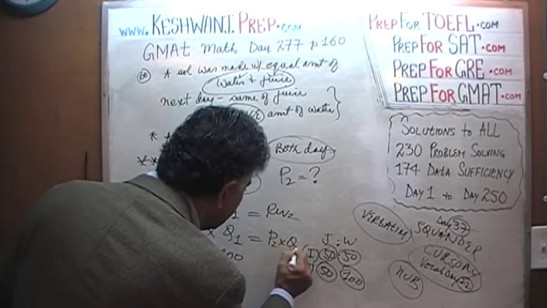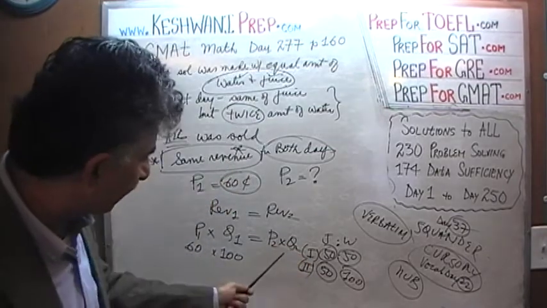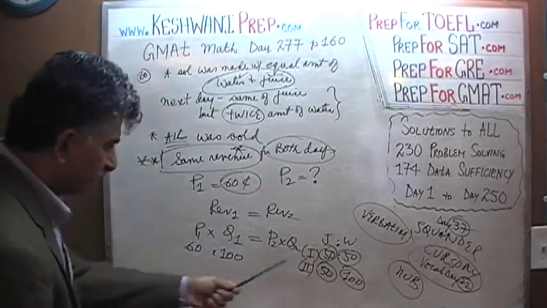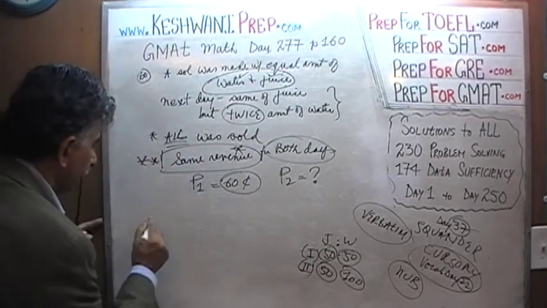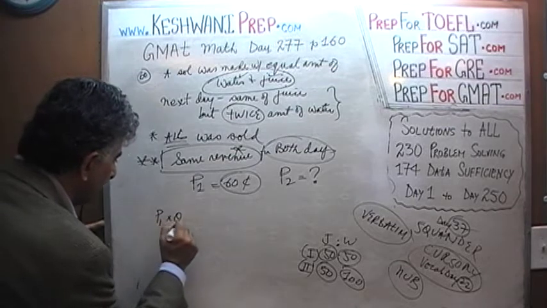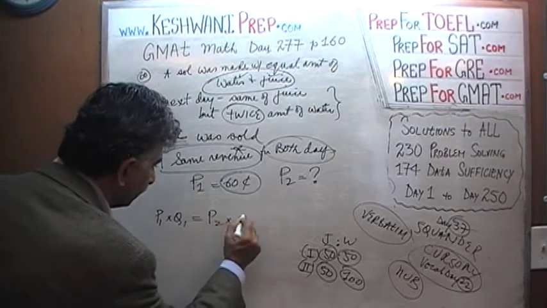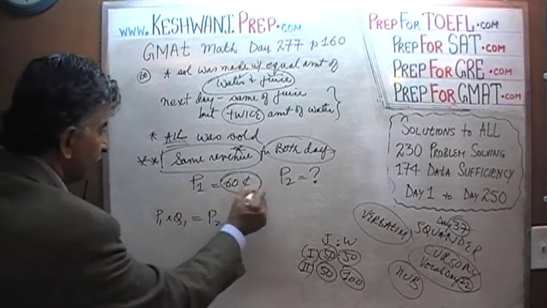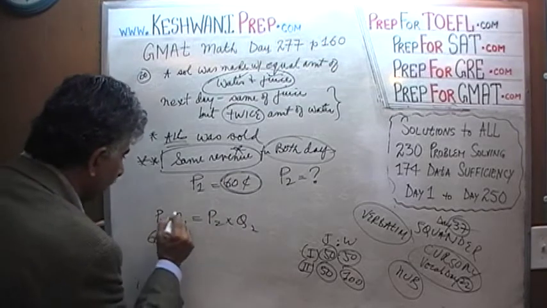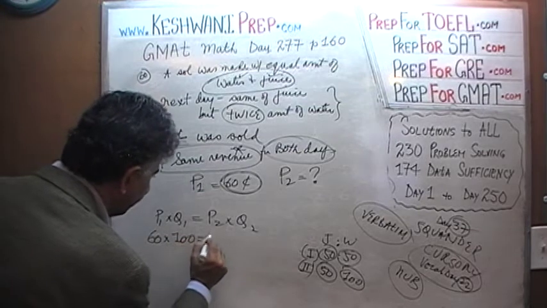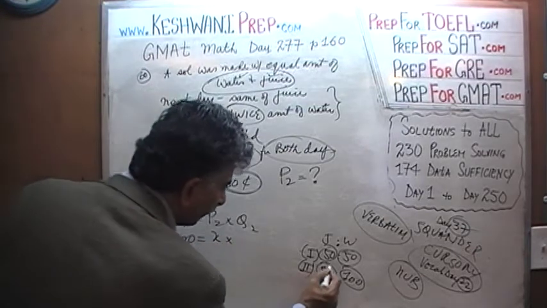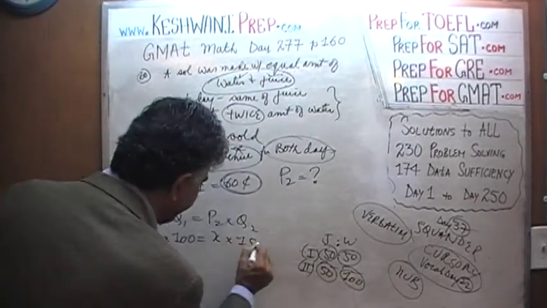P2 times Q2. I'm going to have to erase it because if I keep squeezing it, or perhaps we can start from here so I don't have to erase that part. So, P1 times Q1 has to equal P2 times Q2. P1 we are told is 60. Q1 we know is 100. 50 plus 50 is 100. P2 is the unknown quantity and Q2 is 50 plus 100, which is 150. That's it, we are done.